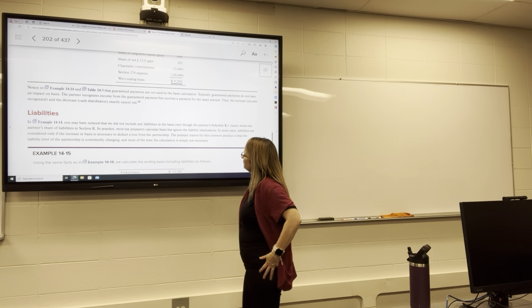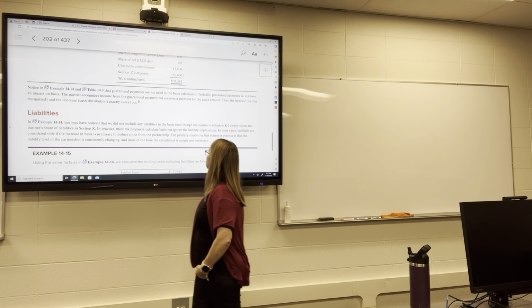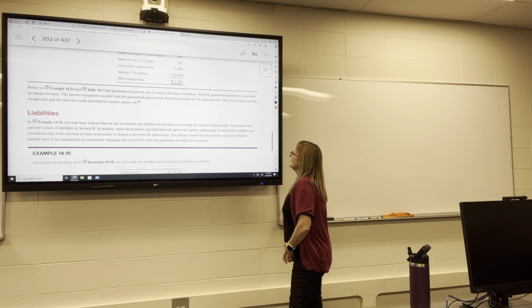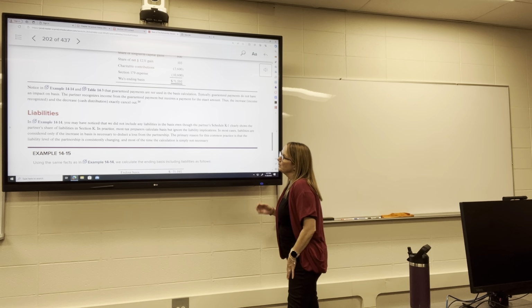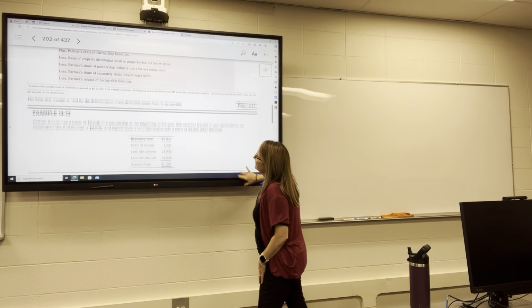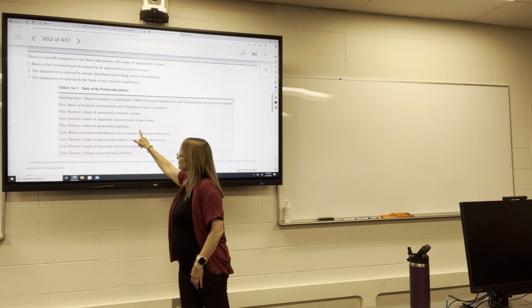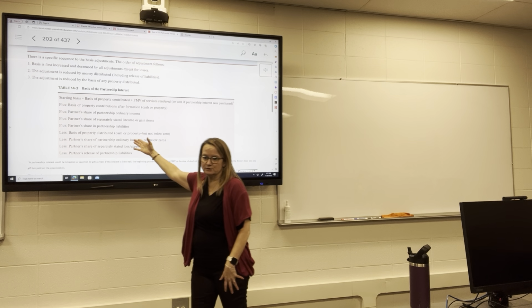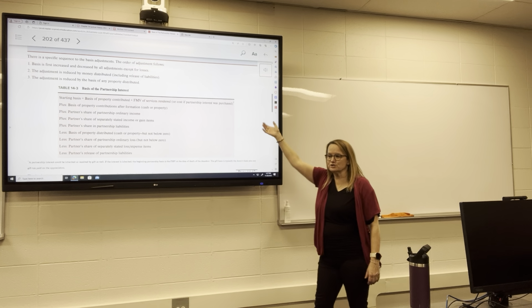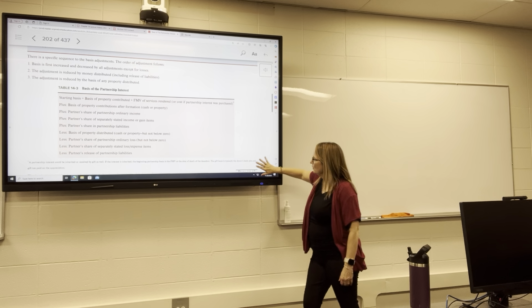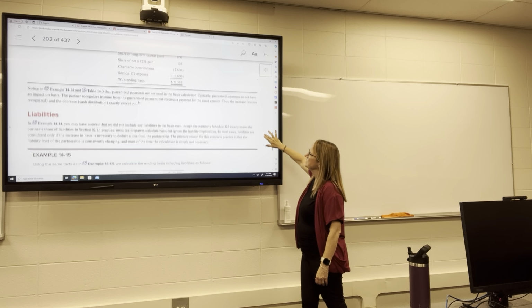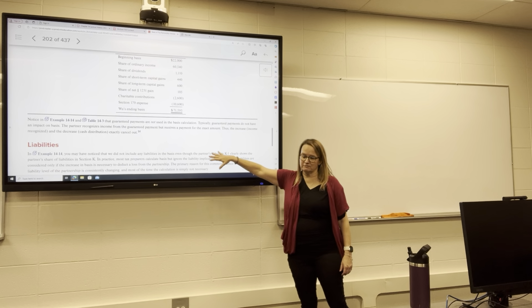All right, liabilities. Remember it said up here that any of their partnership liabilities or release of liabilities would be included in the basis calculation. We do that last, though. We don't consider it unless we get to the point where we're in negative basis territory.